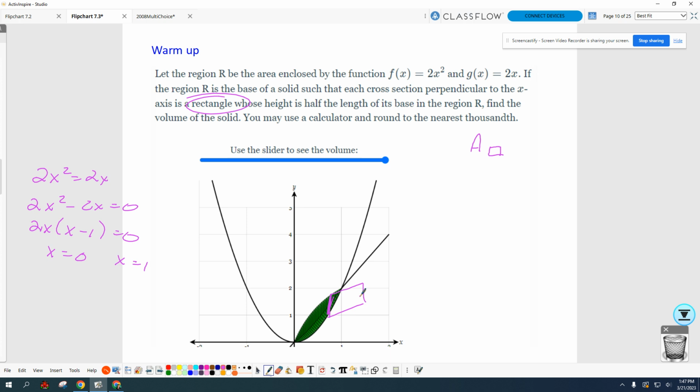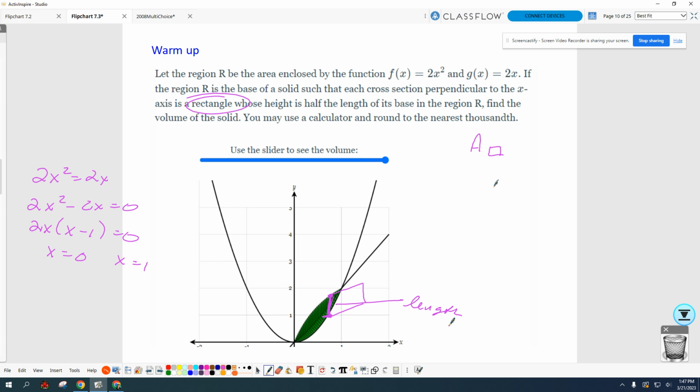What did you have? 0.36. That's what I got. Okay, all right, people are getting answers. So what's the length, Morgan? The distance from here to here. 2x minus 2x squared.